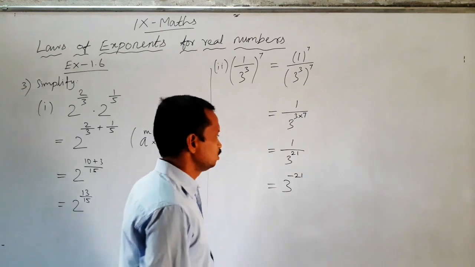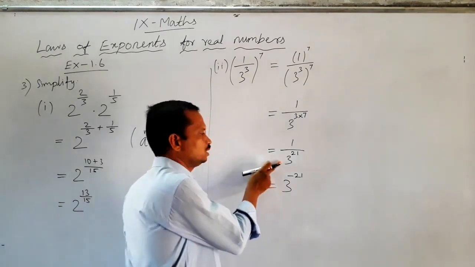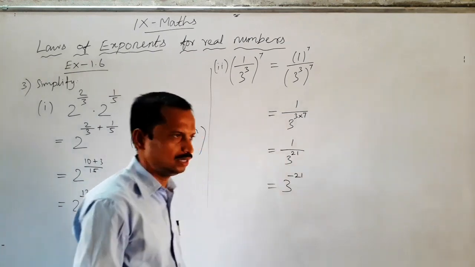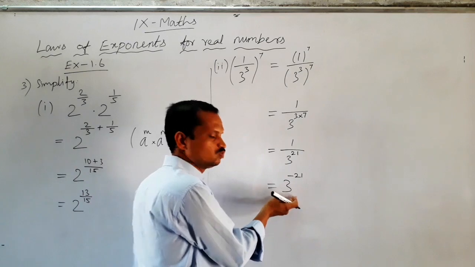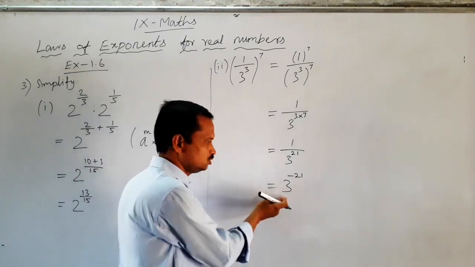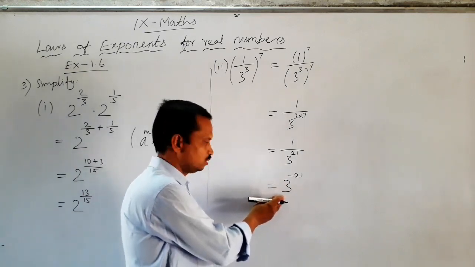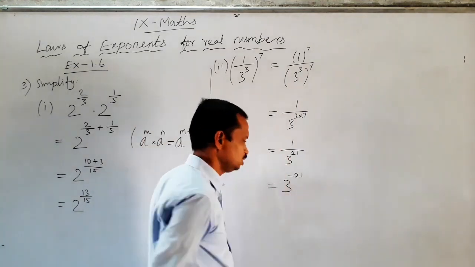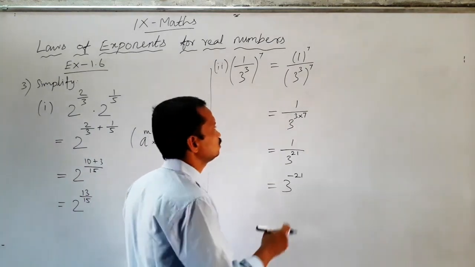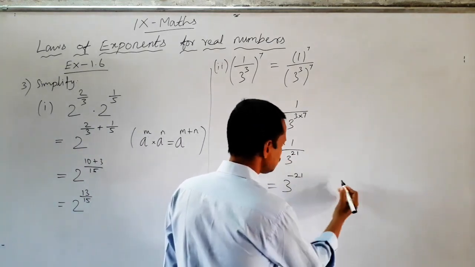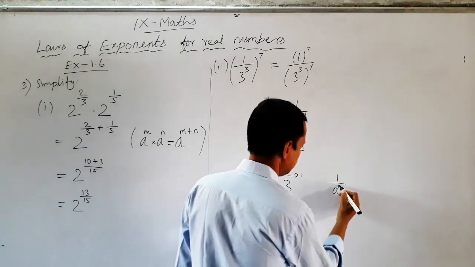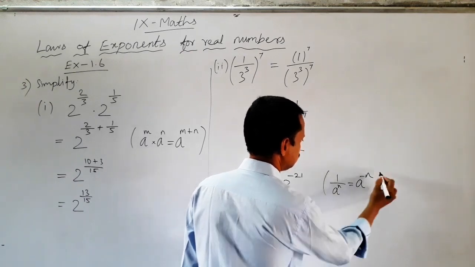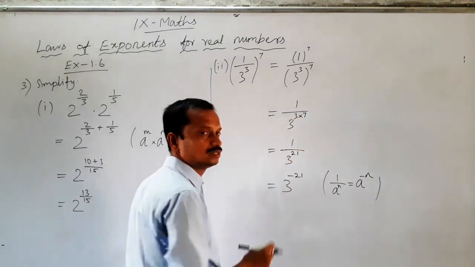I already told you, this is already in the denominator, the exponent is 21, it is positive only. If you want to write it in the integer form instead of the fractional form, you have to change the sign of the exponent. Now it becomes 3 power minus 21. Here you know how we applied 1 by a power n, you can write as a power minus n. That's all. So this is applied from here to here.